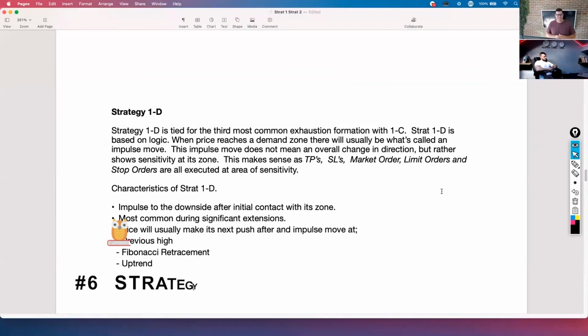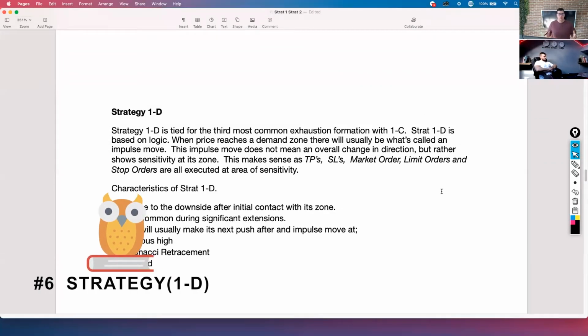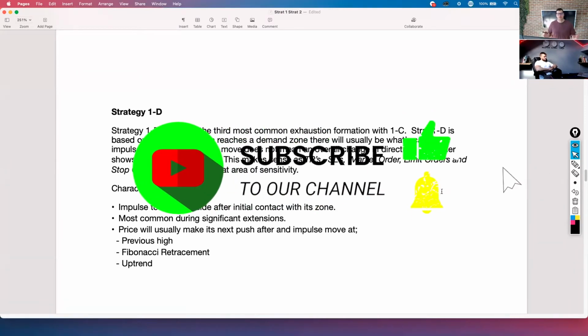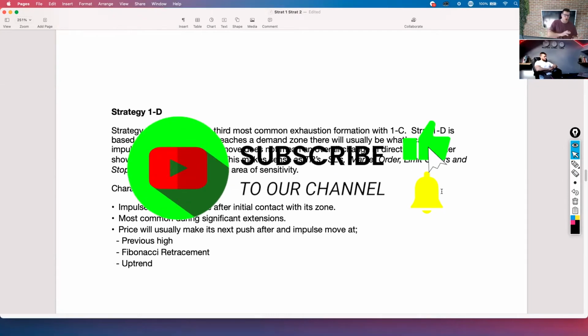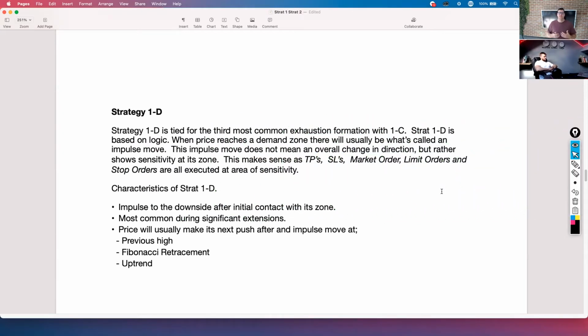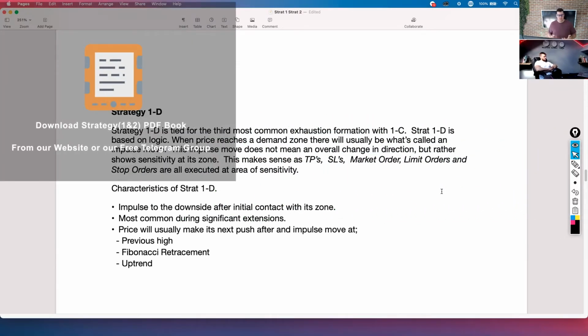Strat 1D is based on logic. Okay, it really is. When price reaches a demand zone, so in this case, a push to the upside, there will usually be what's called an impulse move to the downside. And we know that when there's a trending market, when we have fundamental separation, this isn't an overall change in direction, but simply an impulse or sensitivity off this zone.